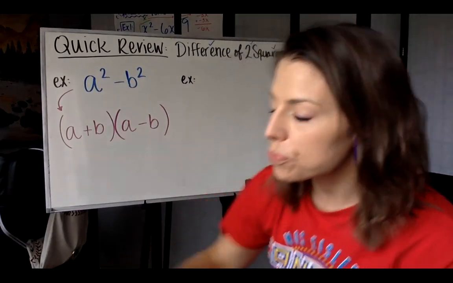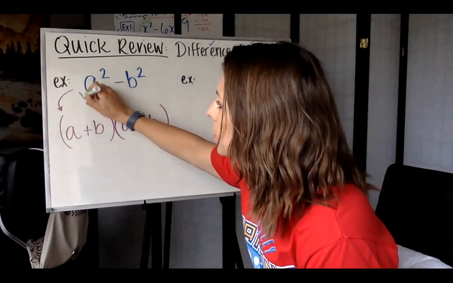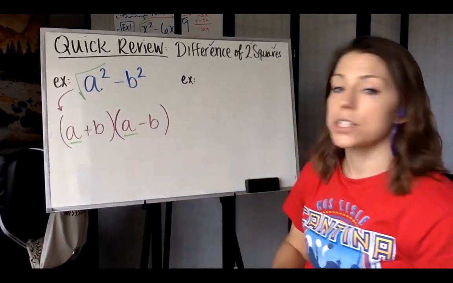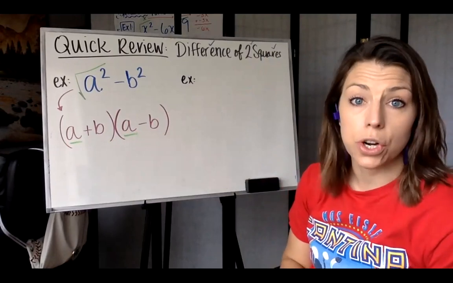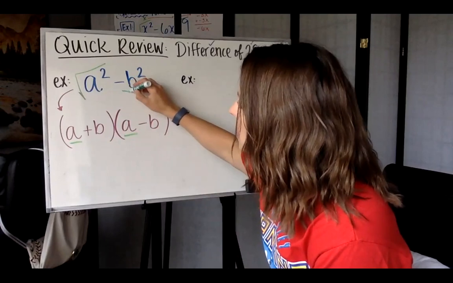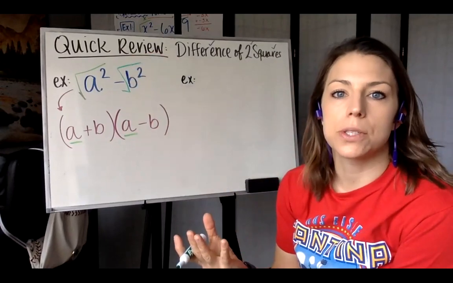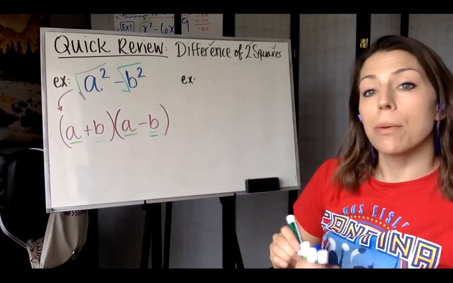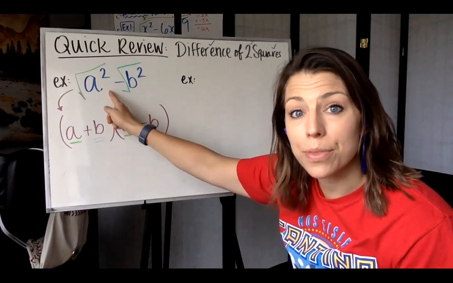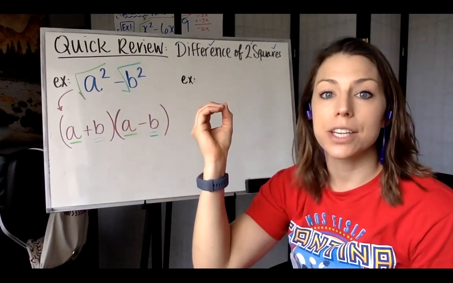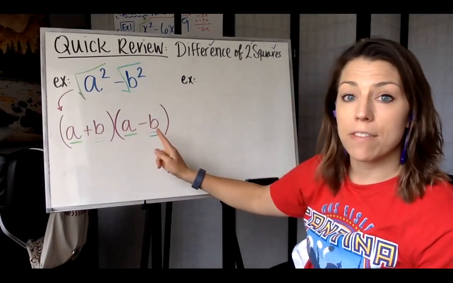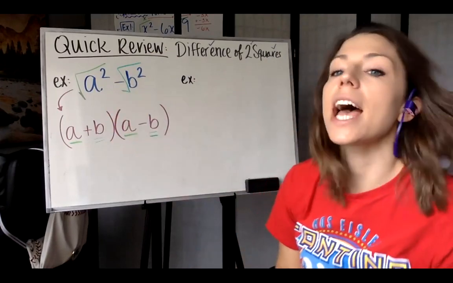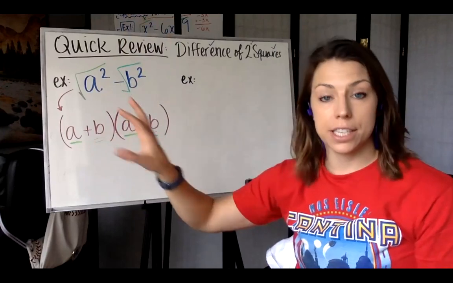So where do these come from? Well, by taking the square root of the first term, the square root of a squared is a, because a times a is a squared, and that turns out to be your first term in both of your binomials. The square root of the second term, square root of b squared, what times what is b squared? B times b, that turns out to be the second term. And then if you remember, because there's no middle term, that means that middle term is zero. One of these has to be positive and one of them has to be negative because they have to add up to zero, okay? So that's kind of the structure of a difference of two squares.